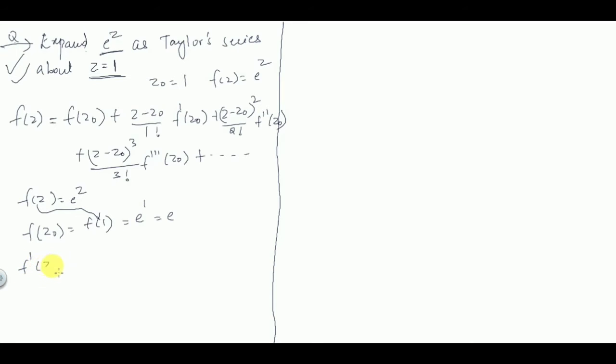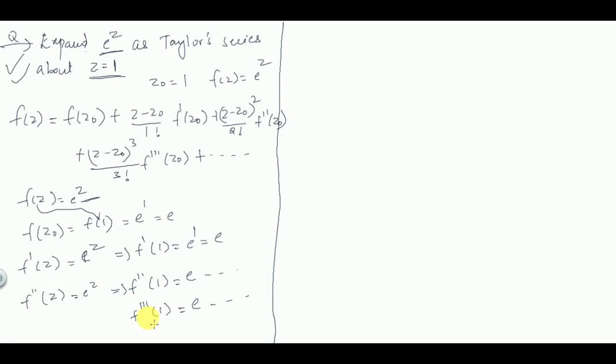Similarly, what is f of f dash of z? F dash of z is also e power z, because differentiation of e power z with respect to z is e power z only, and here also f dash of 1 is e power 1, which is equal to e. Similarly, f double dash of z is also e power z, so f double dash of 1 is also e, and so on, right? So every value is the same. F triple dash of 1 is also e, and so on.